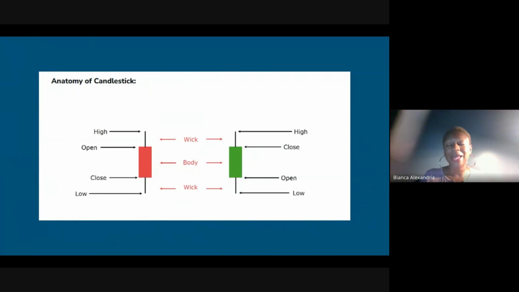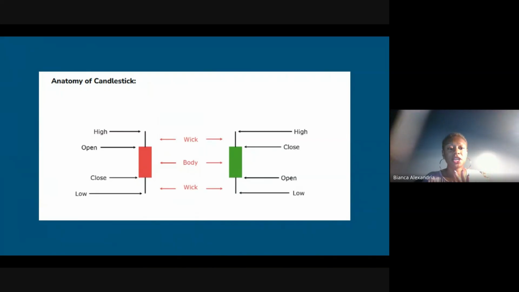So candlesticks, we know that candlesticks have the body, and then there's going to be a wick on at least one, if not both sides. The body represents the range between the opening price and the closing price of that candle, whether it's a 1 minute candle, an hour, or a daily candle. The wick shows the lowest price during this time frame duration, and the high shows the highest price of that time frame duration.